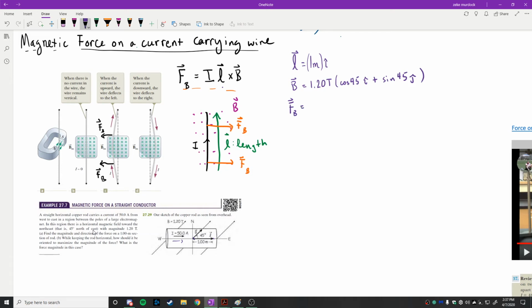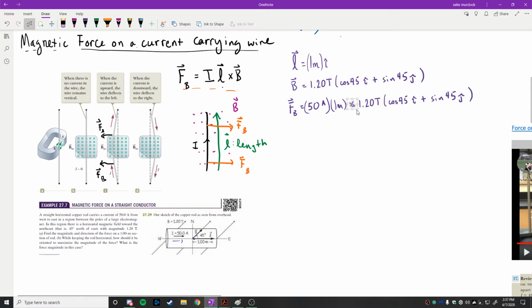So I is 50 amps, that's a scalar. We multiply that times the length, which is 1 meter. And then we need to cross product that with the magnetic field, which is here, so we'll just copy paste it.